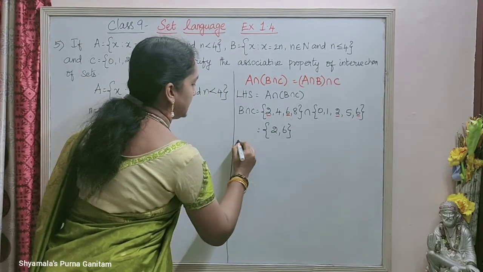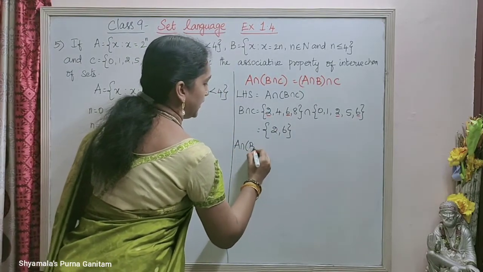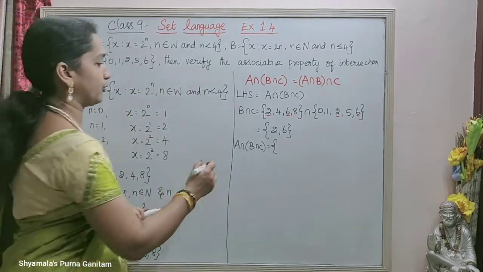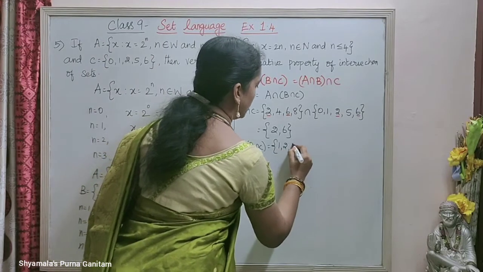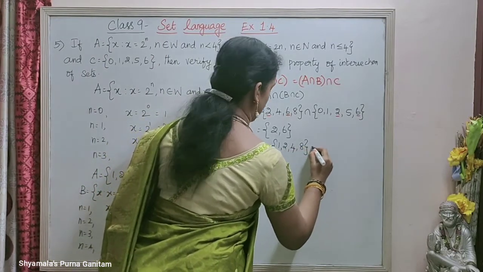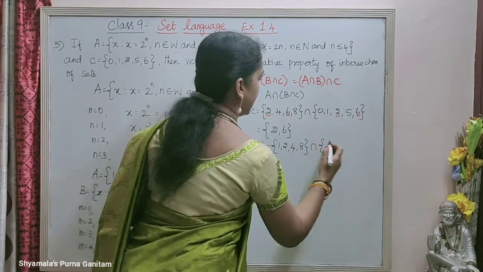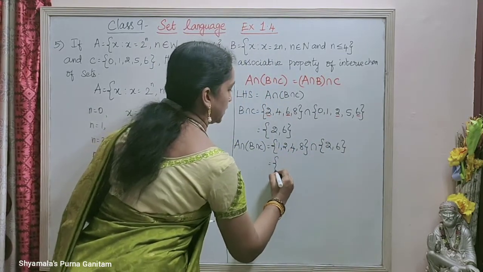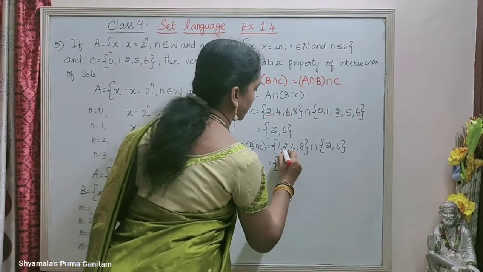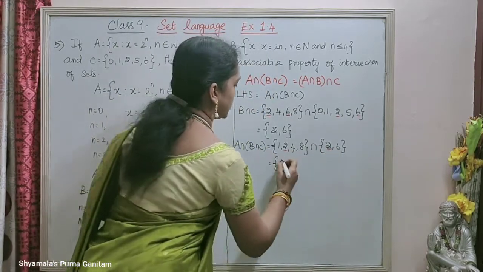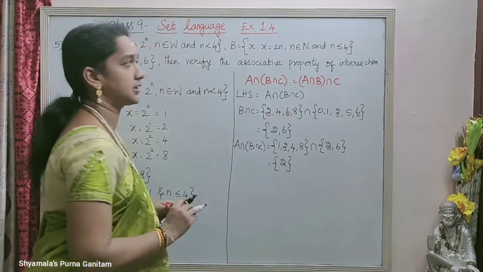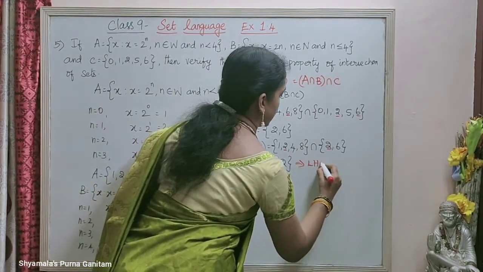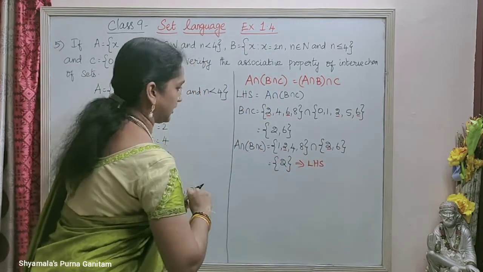So now we will find A intersection (B intersection C). Set A is {1, 2, 4, 8}, intersection (B intersection C) is {2, 6}. So the common element for this is 2. So this is our LHS. Now we will take RHS.